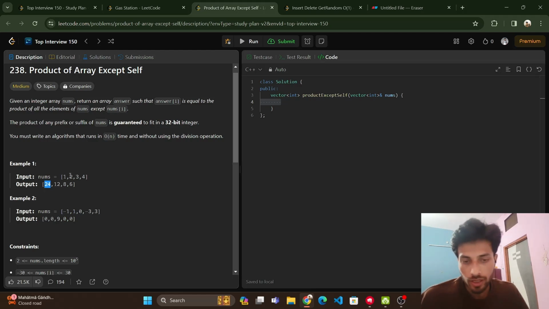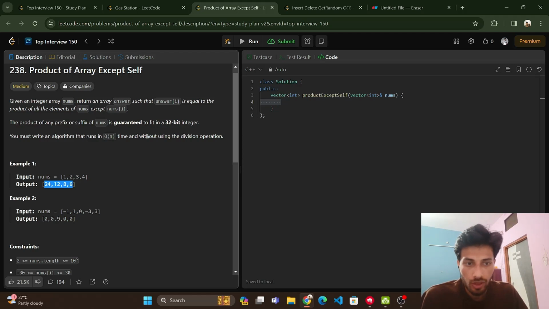And for i equal to 1, that is 2, the answer should be 12: 4 into 3 into 1. For i equal to 2, the answer is 8: 4 into 2. And for i equal to 3, the answer is 6. So we got the answers 24, 12, 8 and 6.